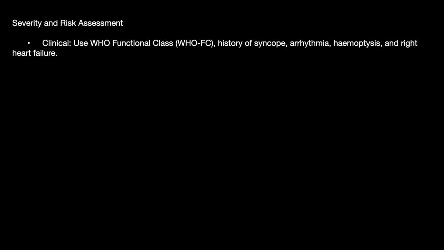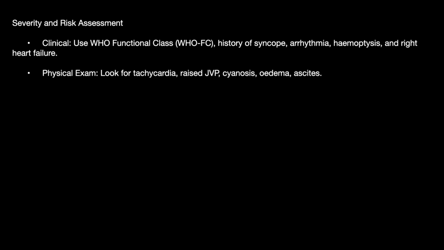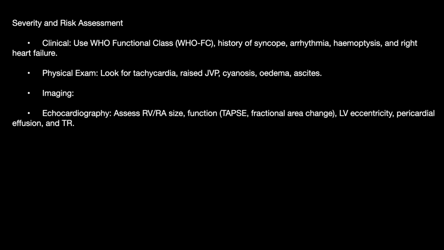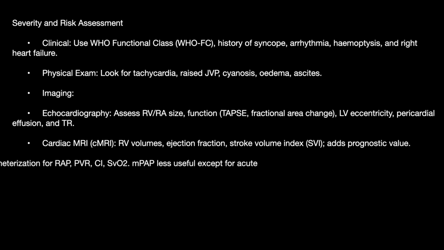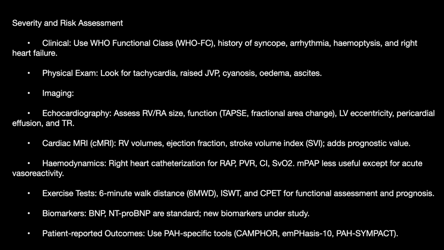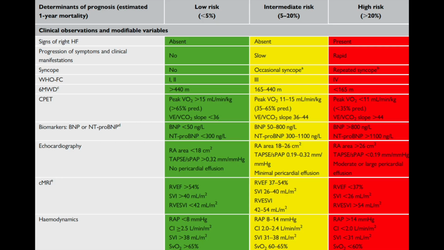Severity is assessed using the WHO functional class, and history of syncope, arrhythmias, hemoptysis. In physical examination, you look for tachypnea, tachycardia, JVP. Echo findings we have already discussed; MRI, hemodynamics, exercise testing, biomarkers, they all need to be done as described before. So based on this, you do a classification whether the patient is at low risk, intermediate risk or high risk.